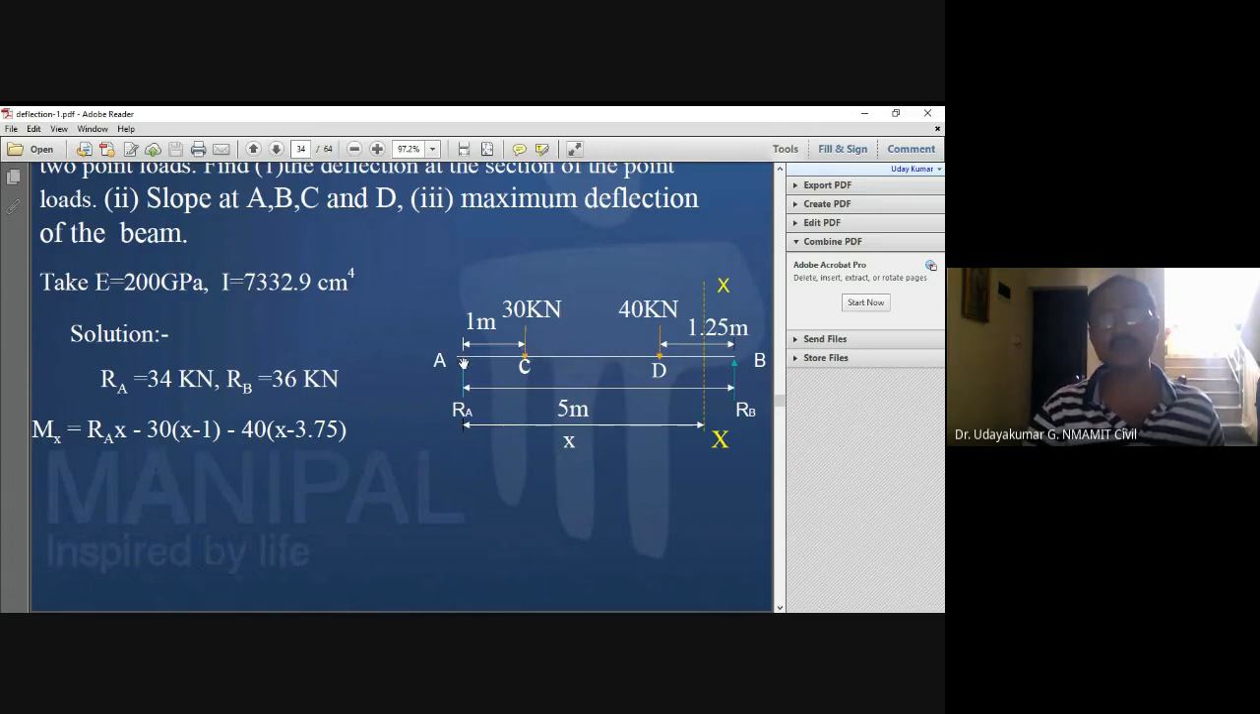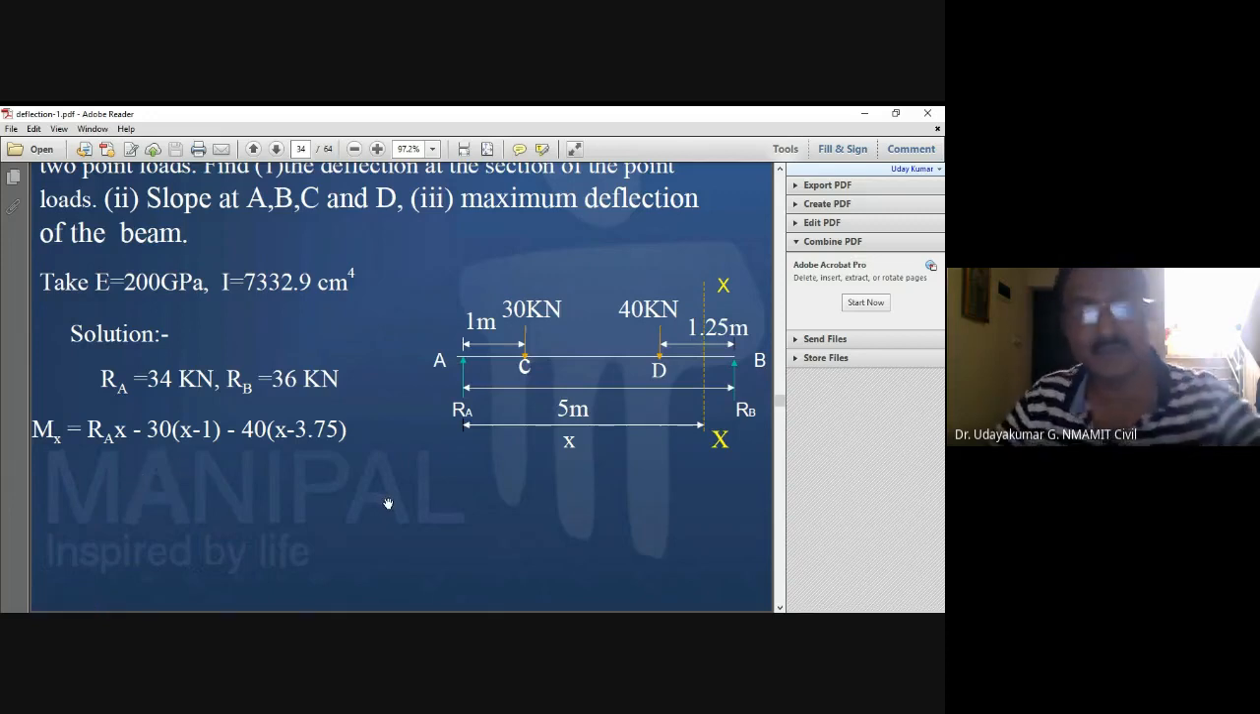Now take A as the origin and take the section farthest from A, write down the bending moment equation. How to write the bending moment equation? Load acting upward: RA into X positive, minus 30 into X minus 1, 30 into the distance. What is the distance? X minus 1. And minus 40 into X minus 3.75, the remaining distance till this section. So this is the bending moment equation.